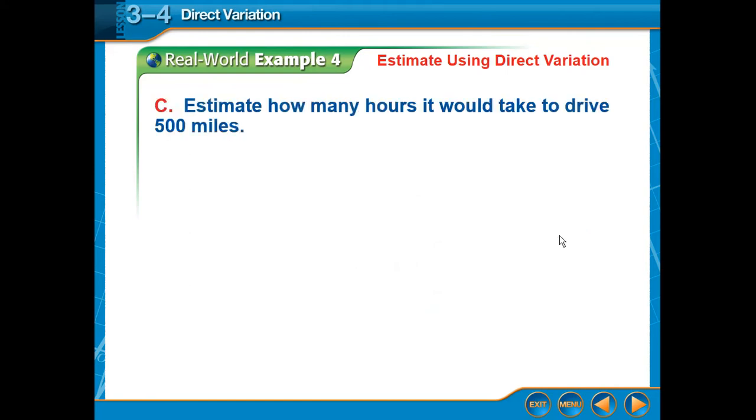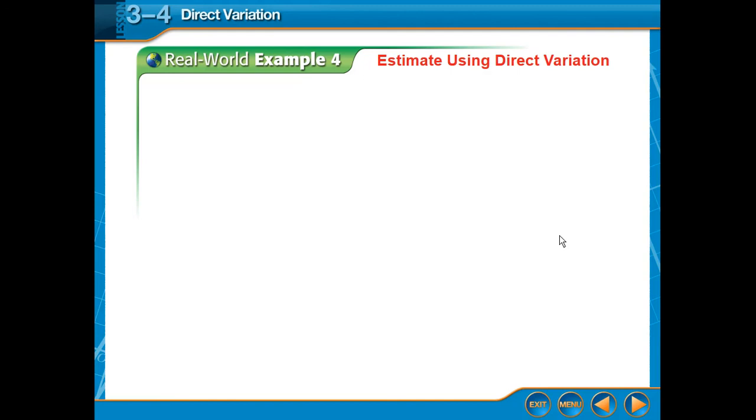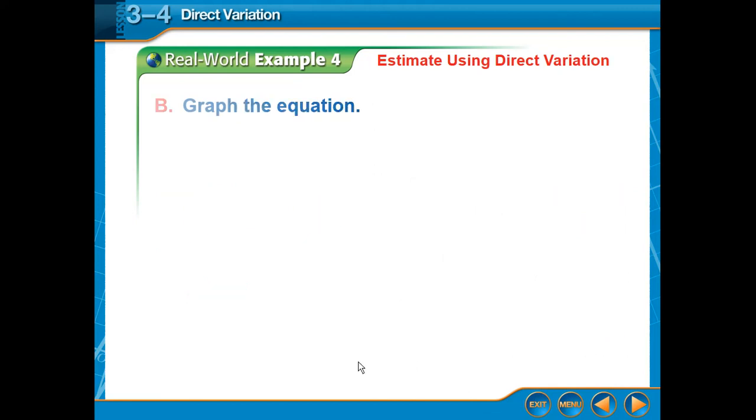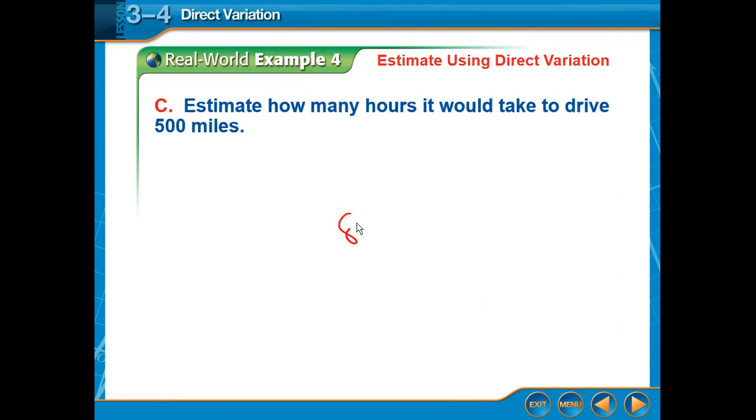Part C says estimate how many hours it would take to drive 500 miles. So I'm going to go back to that graph that I have drawn here. I want to know how long it'll take to go 500 miles. So if this graph were to keep going like that, I'm going to go over from 500 till I hit the graph and see what time that would be. So this is probably like 7, that might be about 8. So I would say it would take about 8 hours to drive that distance.